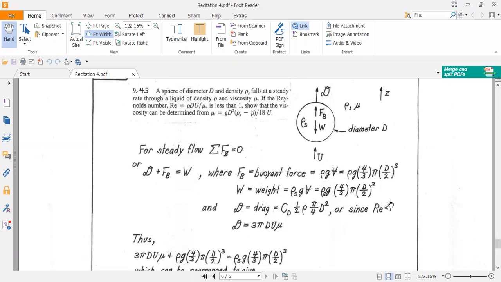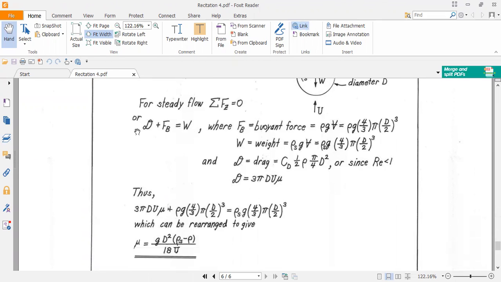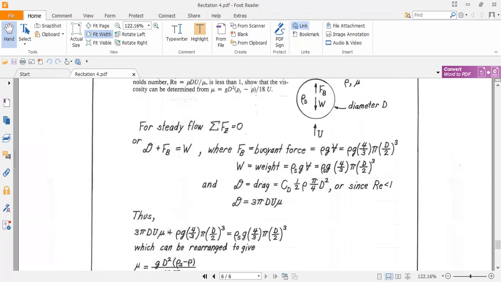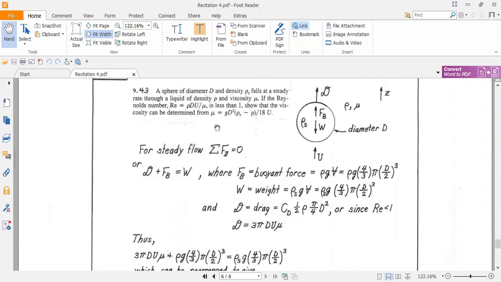Now, if Reynolds number is less than 1, then this equation can be rewritten as D equals 3 pi mu d U, right? We already saw this equation in the lab as well for Reynolds number less than 1. Now, if we put the values of D, W, and FB in this equation, we should get this one. And if you rearrange it, you'll get mu equals g d square multiplied by rho s minus rho, divided by this. So that's what you can use to calculate the viscosity. It's the same as it was written here. So that's the proof.